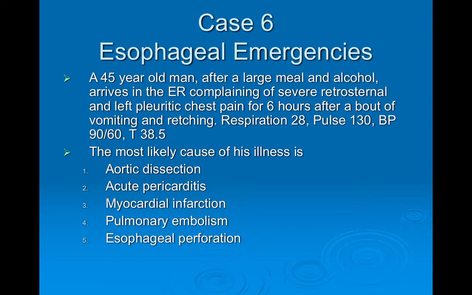A 45-year-old guy, he had a large meal, and he's a drinker. He comes into the ER with really, really bad chest pain, especially on the left side, after retching. That's like the buzzword, retching for a long time. His pulse is elevated, so he's tachycardic. He might be on the brink of hypotensive, and his temperature is elevated. So I would say he has developed a systemic response, maybe even bordering on sepsis. What do you think would be the most likely cause of his illness, especially since we're talking about esophageal things?